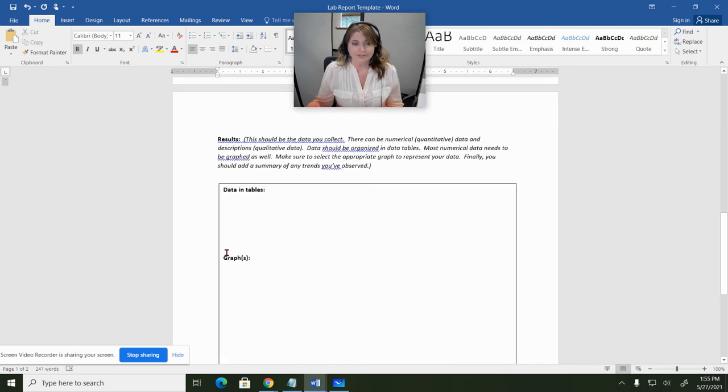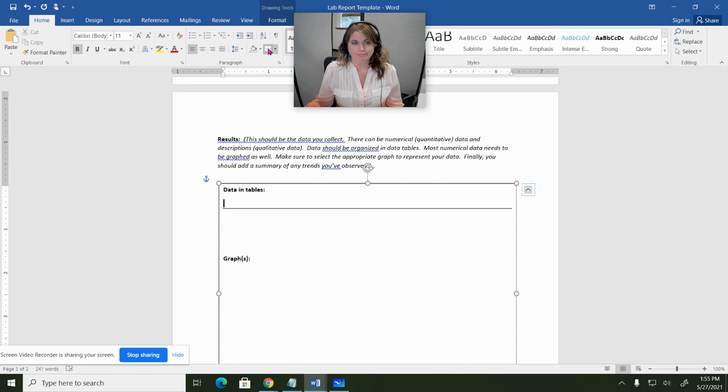Next section is your results. In the results, you should have your data in tables and a graph. And the data in tables, so a data table. So you have to figure out how to organize your data. Basically, it's going to depend on which type of experiment you did.